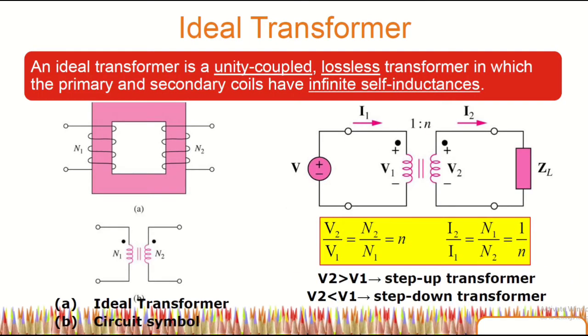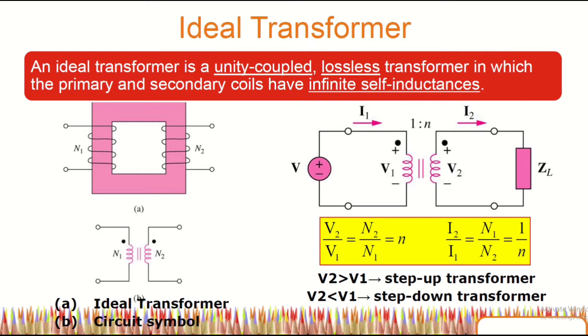Okay, now let's look into the ideal transformer. What is ideal transformer? An ideal transformer is a unity coupled lossless transformer in which the primary and secondary coils have infinite self-inductance. So this ideal transformer is a lossless transformer. Usually the transformer has losses, but this is to make it easier for you to understand. We will discuss only the ideal transformer.